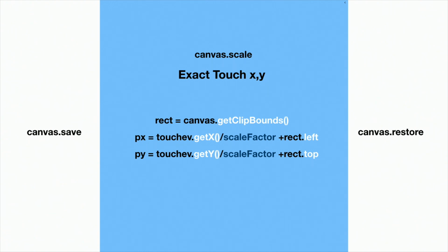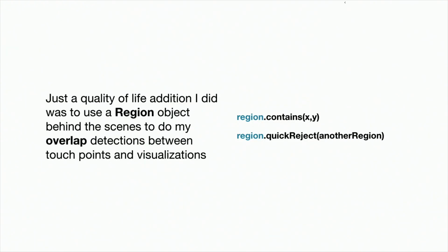What you do is take your touch event X and Y position and divide by the scale factor to get the zoomed in or zoomed out values, and then add the clip bounds of your current local canvas to get the true X and Y. So if your hit detection logic ever fails, just make sure this is something you haven't accounted for. This is all between canvas save and restore.